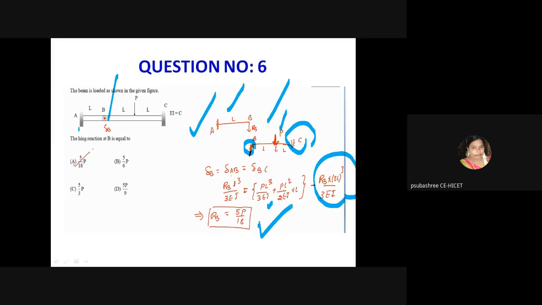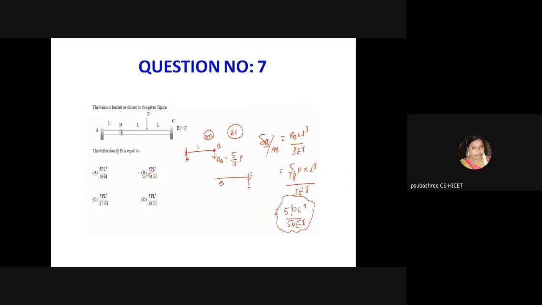The simple formula: the beam is divided into two separate portions, span AB and span BC. You should apply the formula delta B is equal to delta AB is equal to delta BC, because it is the three moment equation theory. The deflection at B is equal to the deflection at AB is equal to the deflection at BC. The next question.